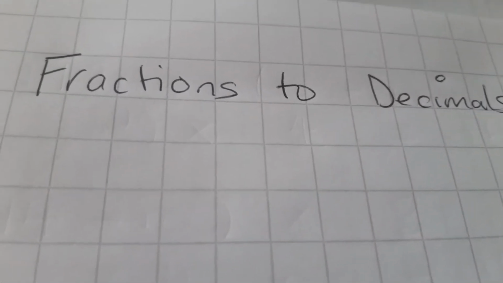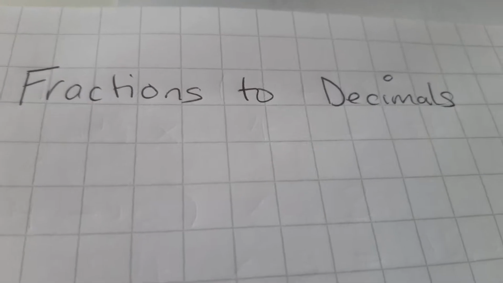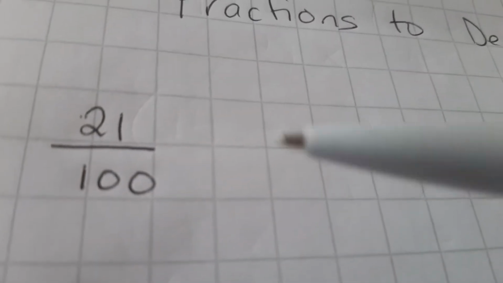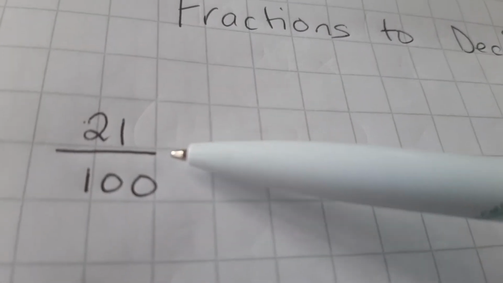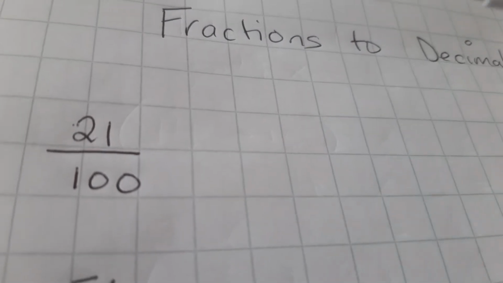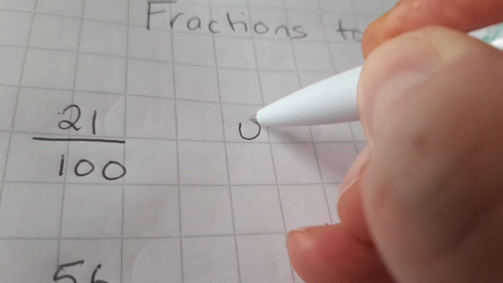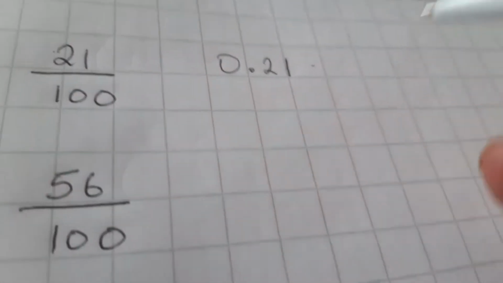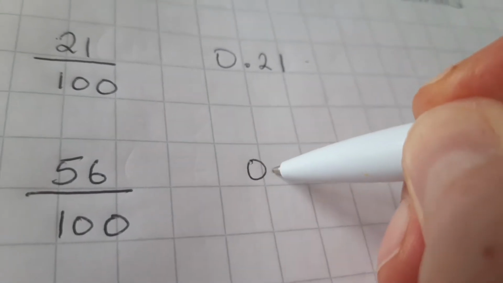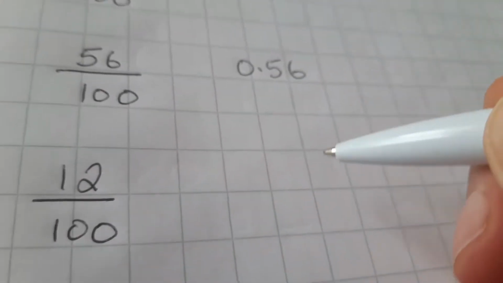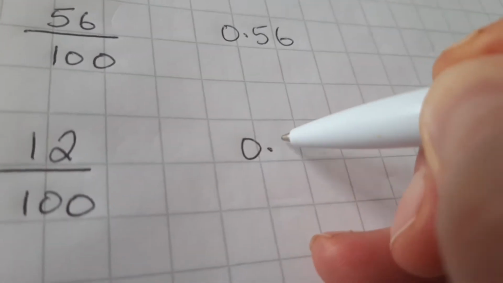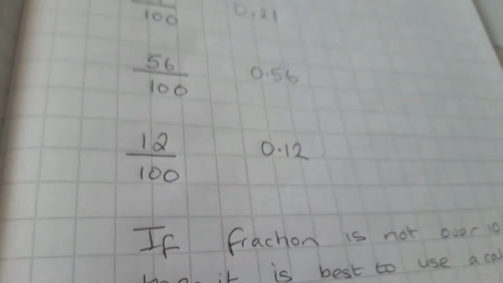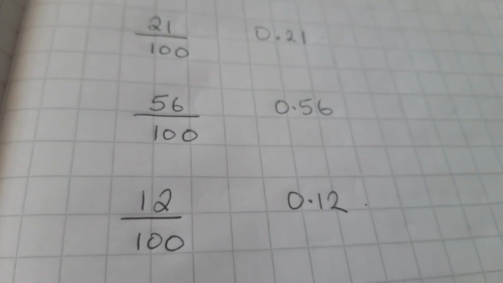We're going to do fractions to decimals today. So if you have a fraction that is already over 100, it's really easy to change it to a decimal. You just write 0.21, or 56 over 100 is 0.56, 12 over 100 is 0.12, and so on. If it's over 100, it's really easy.